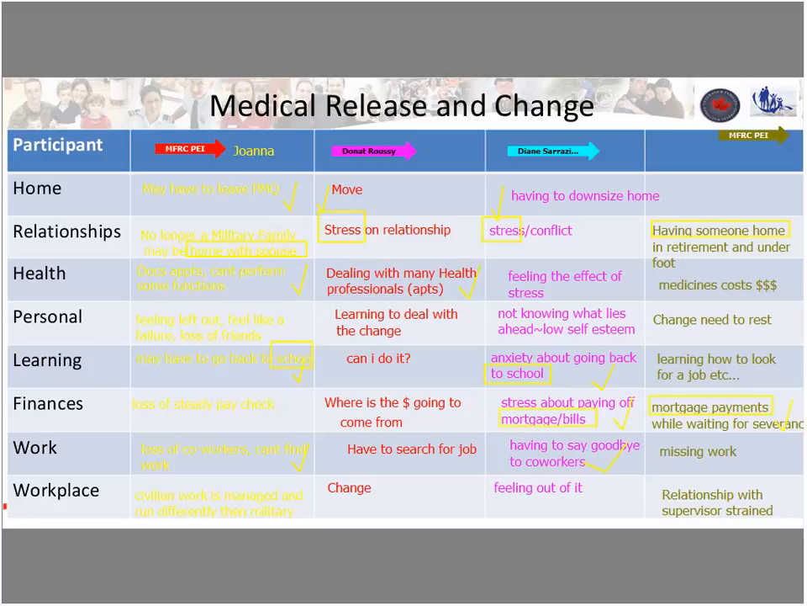So with all that conflict, their health is being jeopardized because they might not be sleeping well, eating well, et cetera, et cetera. For personal, not knowing what lies ahead. So it could bring on low self-esteem, maybe bad habits come back. And learning, the anxiety of possibly going back to school, and having to deal with all the stress at the same time.